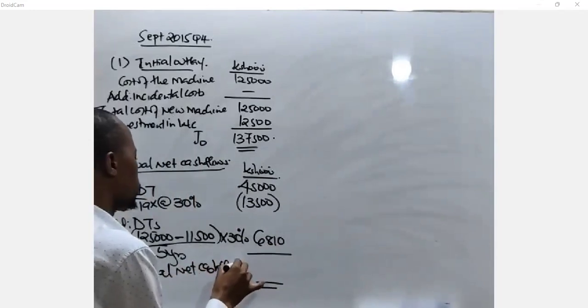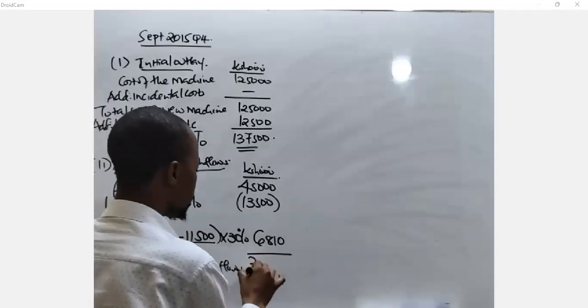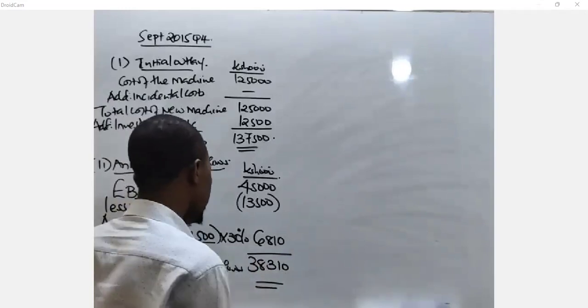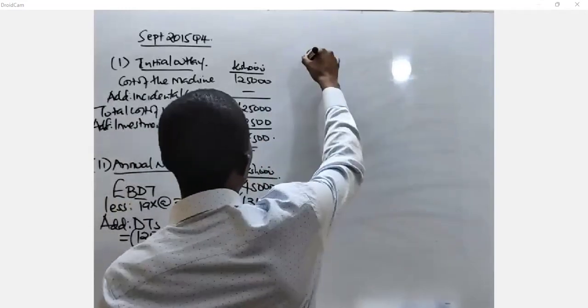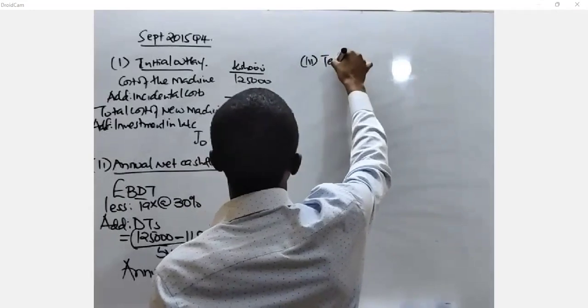The annual net cash flows of yours would be 45,000 minus 13,500 plus my answer, plus my 6,810 now. We are getting 30,310. Step number 3 and the last one, we are talking about the terminal cash flows.